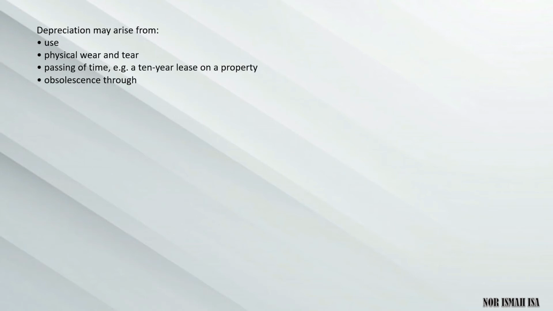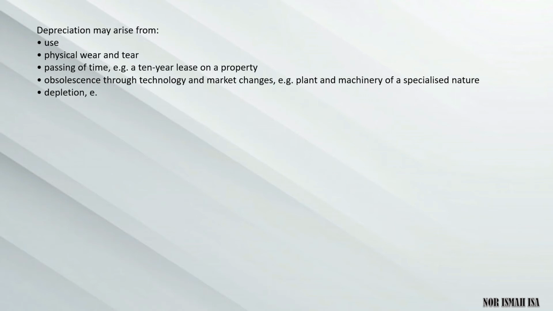Depreciation may arise from the use of the non-current asset, through physical wear and tear; from the passing of time, for example a 10-year lease on a property; from obsolescence through technology and market changes, for example plant and machinery of a specialized nature; and from depletion, for example the extraction of a mineral from a quarry.